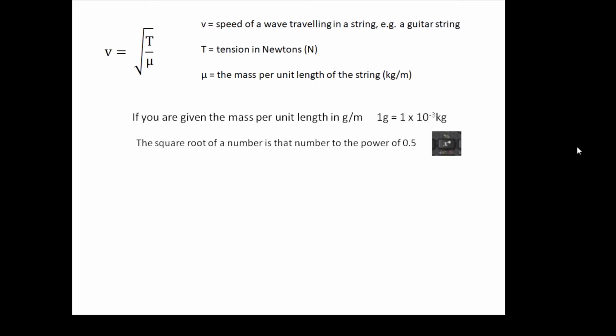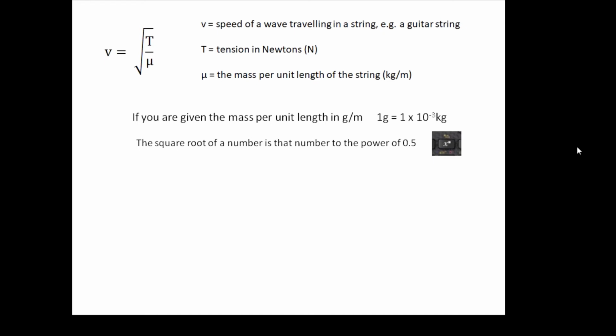Okay? Now, one thing to be careful with, if you are given the mass per unit length in grams per meter, that won't do. You have to change it to kilograms. And 1 gram is 1 times 10 to the minus 3 kilograms. For example, if it said the mass per unit length was 3 grams per meter, then on your calculator you put 3 times 10 to the minus 3. Okay, it has to be in kilograms per meter. Usually it will give you it in kilograms per meter, but just in case.